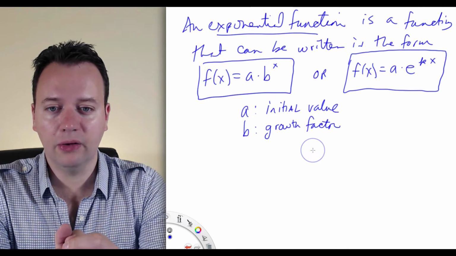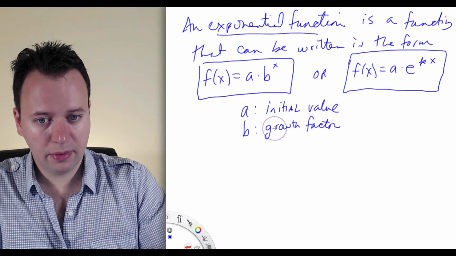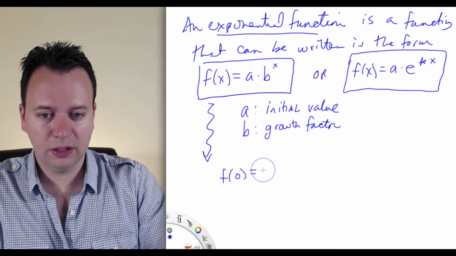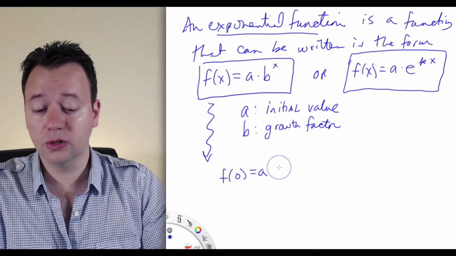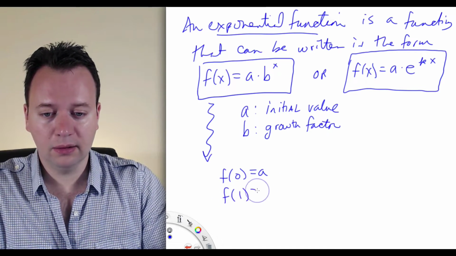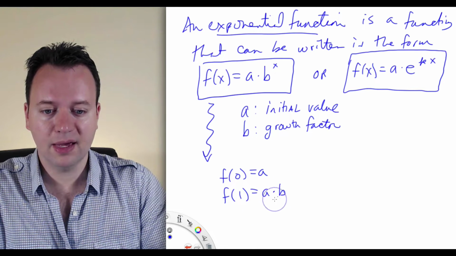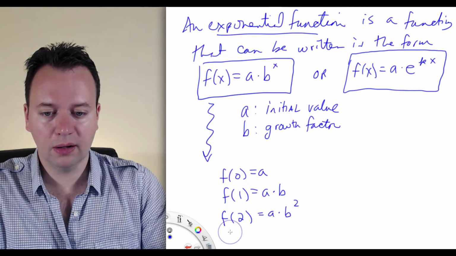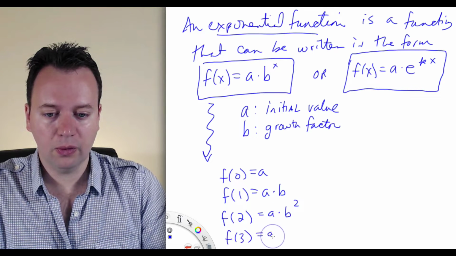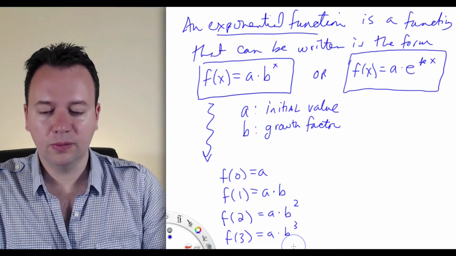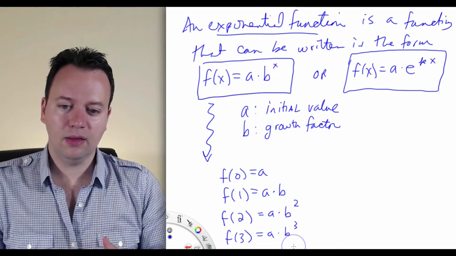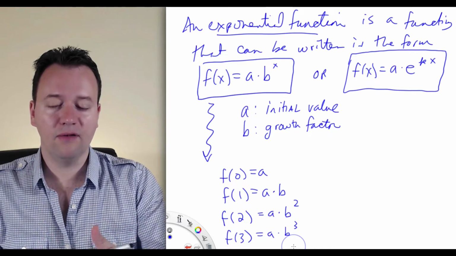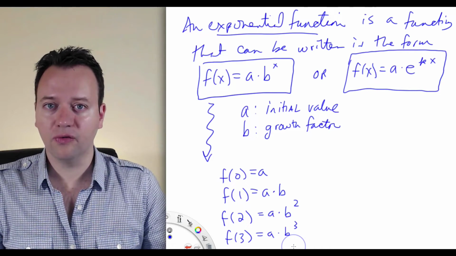Let's take a look at this side. If you start out, f of 0 is equal to a, because b to the 0 is just 1. f of 1 will equal a times b. f of 2 will equal a times b squared. f of 3 will equal a times b cubed. So every time you increment your x value by 1, you're multiplying the previous y value by a factor of b, and that's called the growth factor.